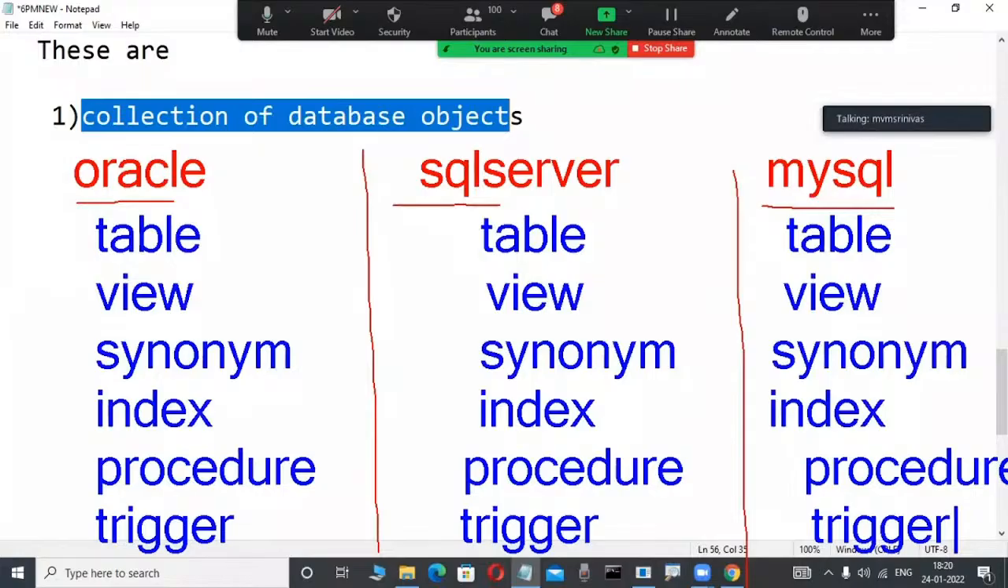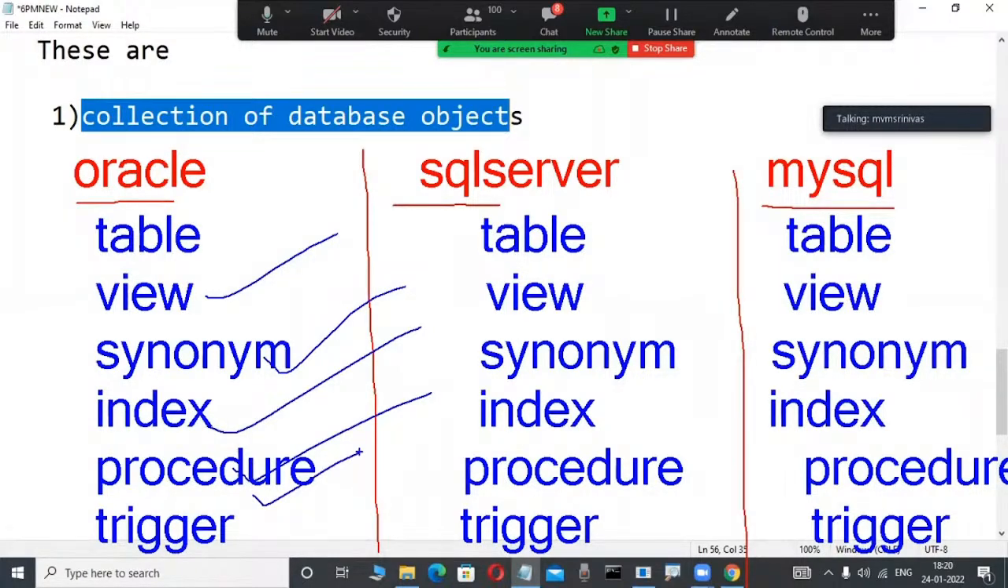But what is the first component? A collection of objects. Objects means your table, views, procedure, function, triggers, packages, so many things are there. But unfortunately, you are a first time newcomer. What is the purpose? If you have an idea, that is enough. What is the purpose of view? Of synonym? Of index? Of procedure? Of trigger? You have an idea where we are using these.